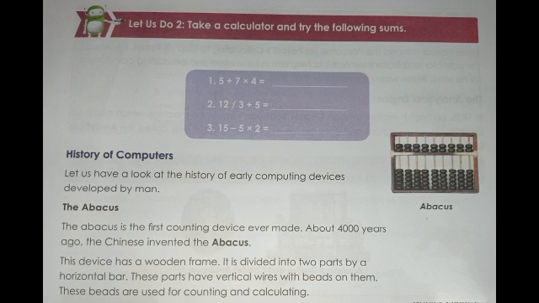History of computers. Let us have a look at the history of early computing devices developed by man. The abacus. The abacus is the first counting device ever made. About 4,000 years ago, the Chinese invented the abacus. This device has a wooden frame. It is divided into two parts by a horizontal bar. These parts have vertical wires with beads on them.